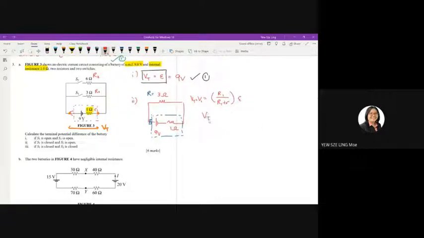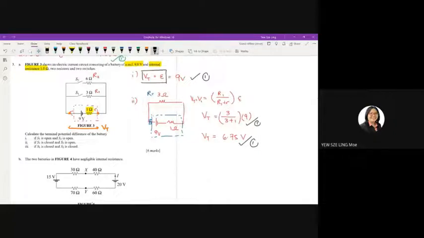Therefore, your V terminal is equal to 3 over 3 plus 1, times 9. So V terminal is 6.75 volt. Now, quite a lot of you coincidentally got the right answer, but your concept is totally wrong. Therefore you got 0 marks. If you got the substitution right, you get 1 mark. Final answer correct, you get 1 mark.